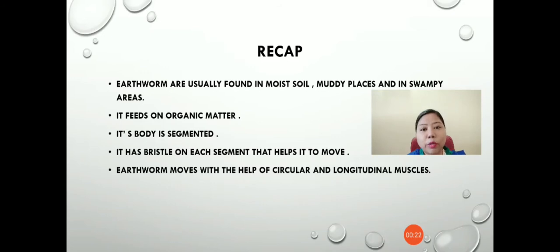We discussed the structure of earthworm, then the habitat of earthworm and how it moves. So let us do a quick recap of it. Earthworms are usually found in moist soil, muddy places and in swampy areas. Why? Because they do not have legs, and earthworms are invertebrates. They do not have any bones like we humans have. Yes. It feeds on organic matter, decaying matter and the small organisms which live in the soil.